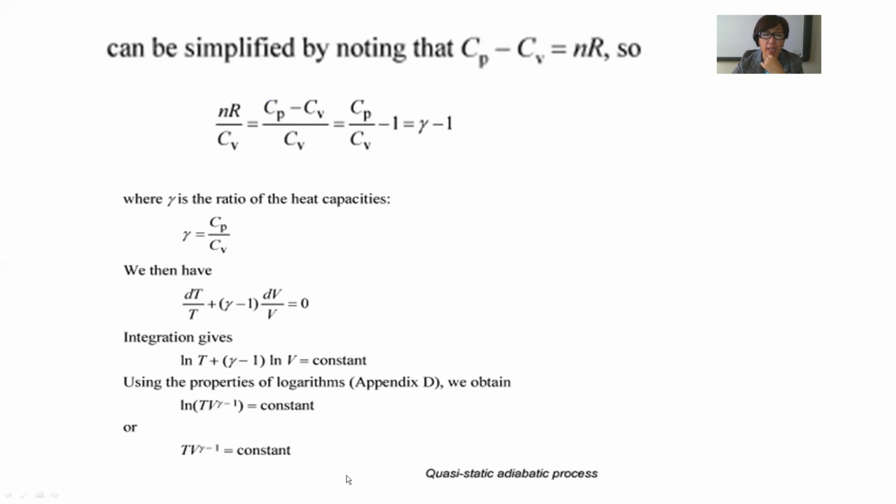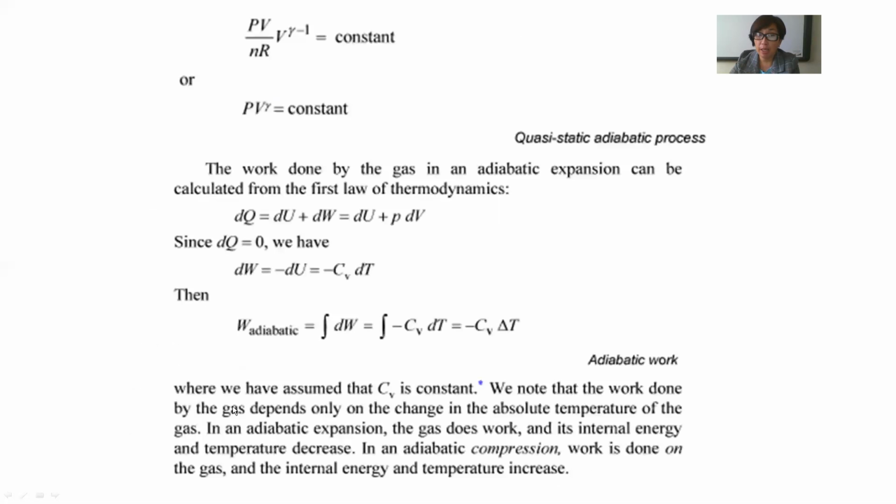This is the formula for the quasi-static adiabatic process. Following the adiabatic process, we know that PV to the power gamma is also a constant for a quasi-static adiabatic process.